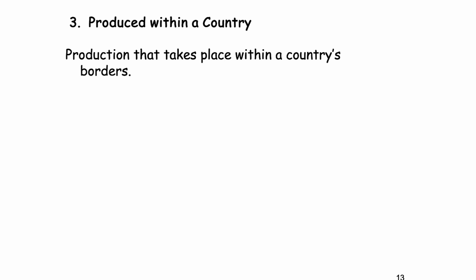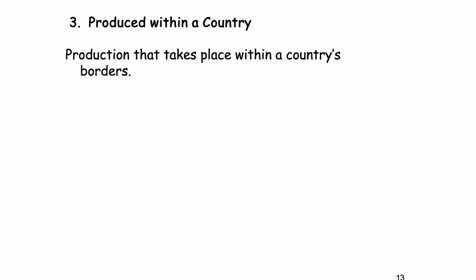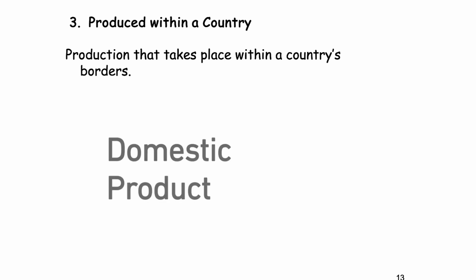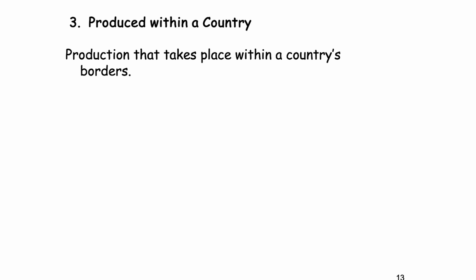Okay, so the other element of the definition is produced within a country. That means the production that takes place within the geographical boundaries of the country. Now, this is why this is called domestic product as opposed to national product. National product would look at the goods and services produced by inputs of production, people and capital, of a certain nationality. In this case, we're looking at domestic product. Domestic refers to a geographic boundary. So we're going to look at the final goods and services produced within the borders of Canada or within the borders of Mexico or the United States and so on.